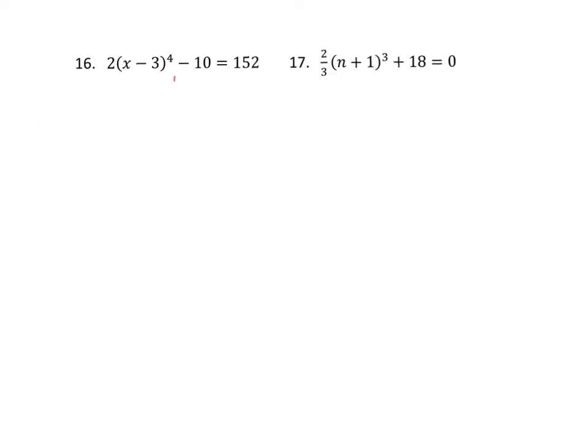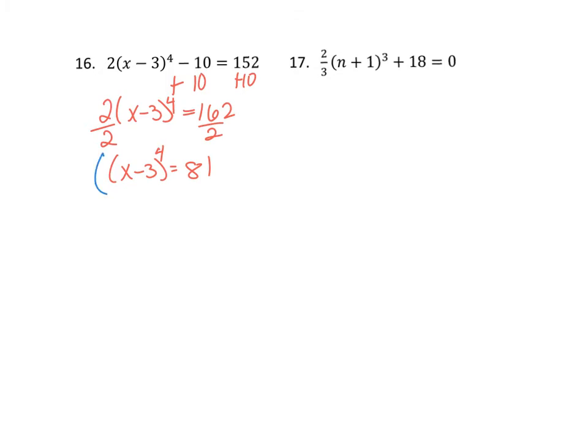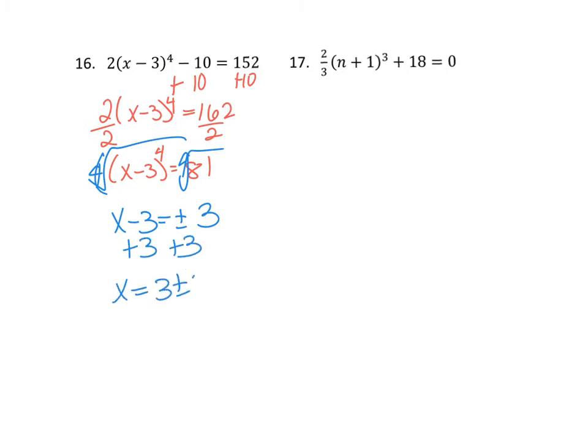Here's some more solving. So we're going to add 10 to both sides. 2 times (x minus 3) to the fourth equals 162. Divided by 2, (x minus 3) to the fourth equals 81. And now I'm going to take the fourth root. X minus 3 equals plus or minus 3. The fourth root of 81 is 3. And then we're going to add 3. So x equals 3 plus or minus 3. X equals 3 plus 3 is 6, and 3 minus 3 is 0. So 6 and 0.